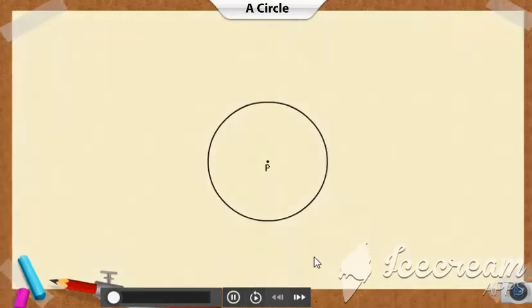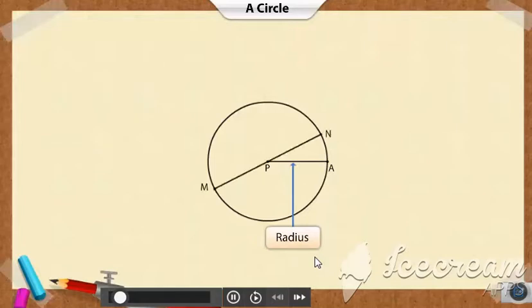Look at this figure. You know that this is a circle. Its center is the point P. Line segment PA is a radius of this circle. The line segment MN that passes through the center of the circle and touches the circle at two distinct points is called a diameter of the circle.